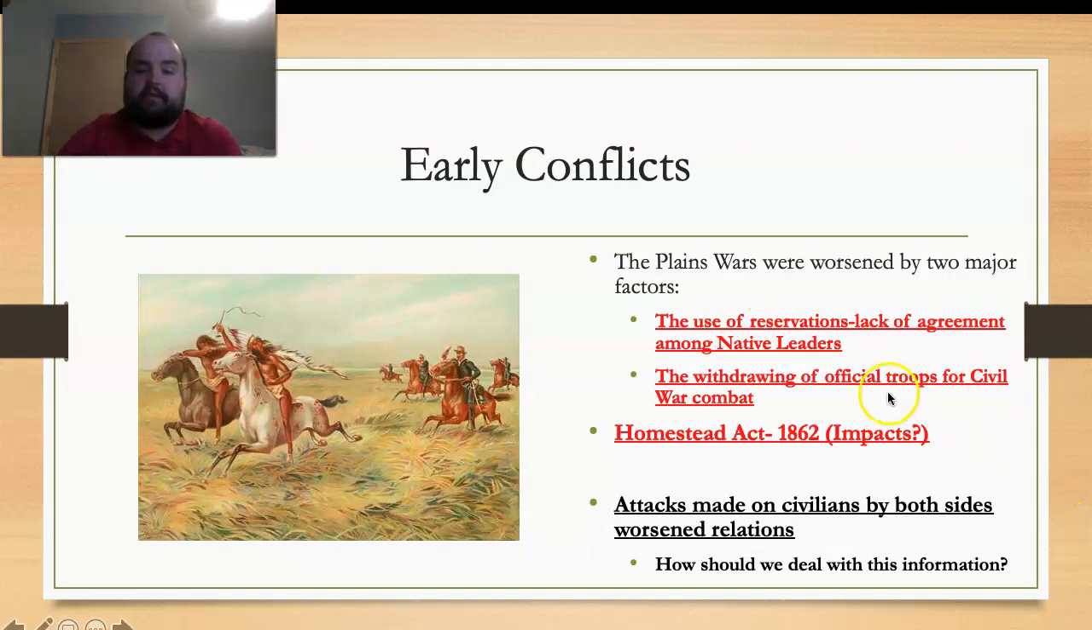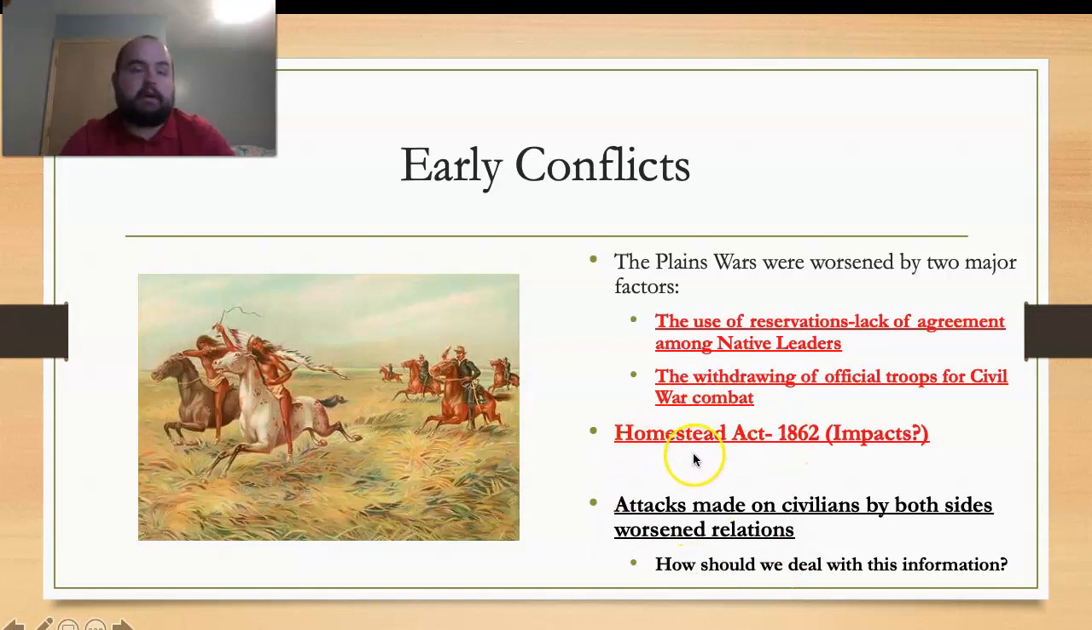The withdrawing of official troops for Civil War combat was also a major issue. Why would all these Civil War soldiers leaving Civil War conflict make the Plains Wars worse? Yeah, as you can probably imagine, when a lot of these troops aren't fighting the Civil War anymore, there are more troops available now to help fight against the Plains Indians. So the end of the Civil War was actually not good for many Native Americans.